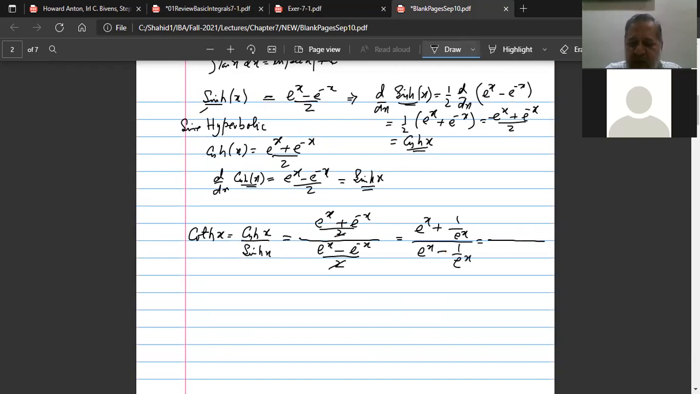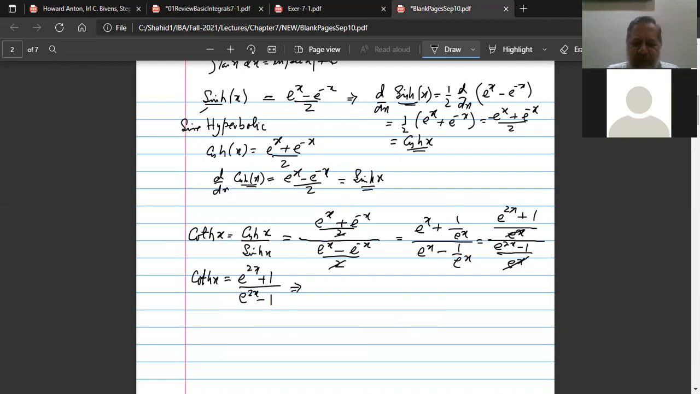If I take the LCM in the numerator as well as the denominator, this becomes e^x. So in the numerator, you have (e^(2x) + 1)/e^x. In the denominator, you have (e^(2x) − 1)/e^x, whereas e^x cancel out. And the cot hyperbolic function in its simplest form is (e^(2x) + 1)/(e^(2x) − 1).